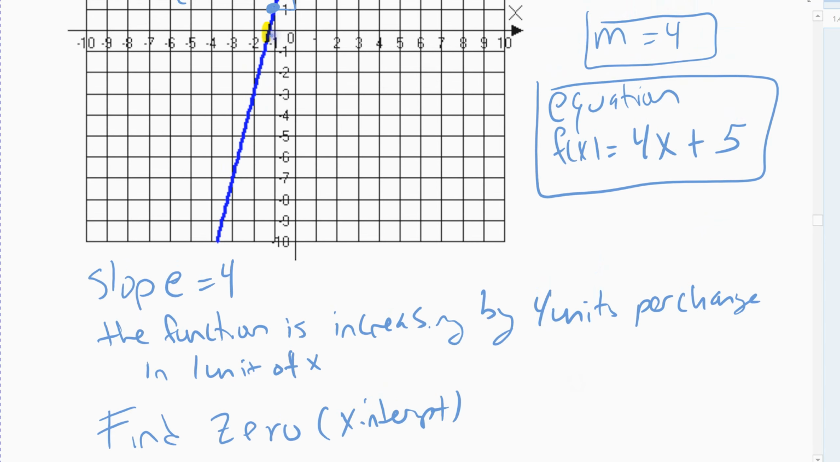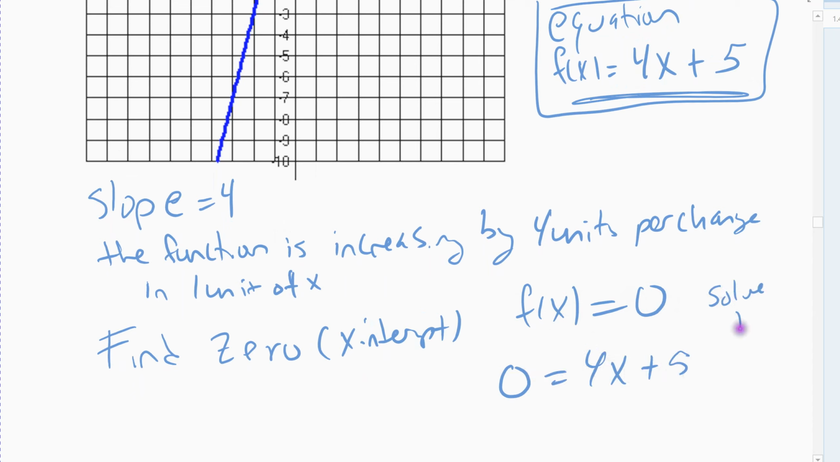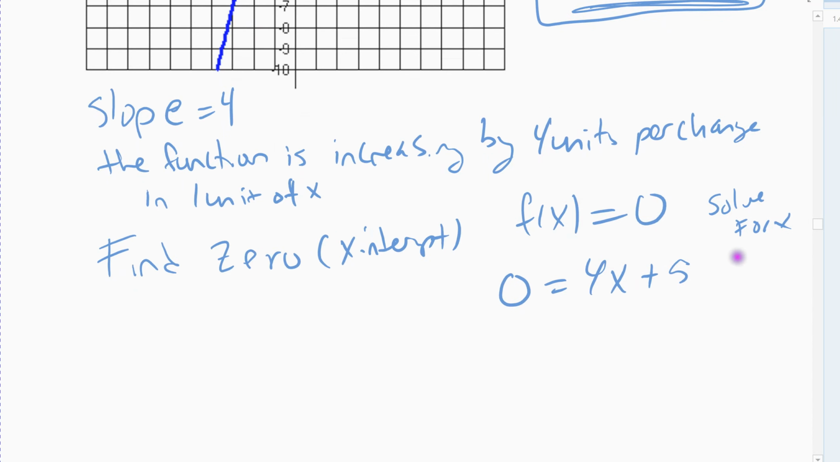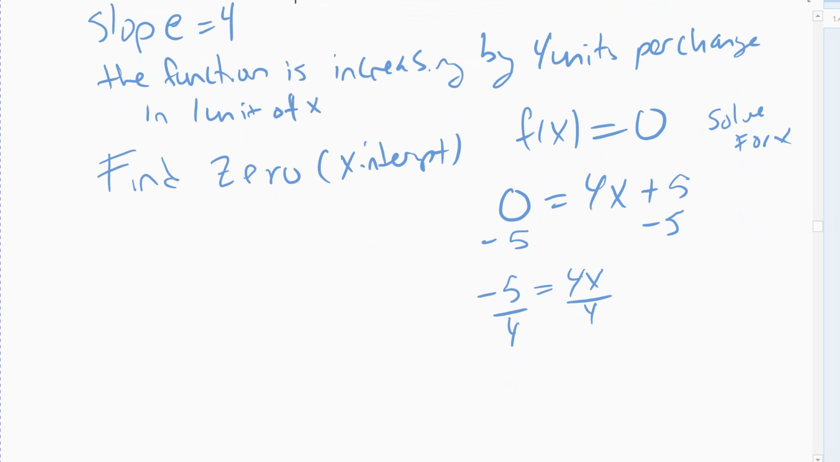And I can kind of ballpark it. I know it lands somewhere between -2 and -1. Looks like it's a little closer to -1. So I know it's going to come out negative. And so to find it, I take my function f of x and set it equal to 0. So 0 equals 4x plus 5, and then solve for x. Subtract 5, so I get -5 equals 4x, divide by 4, divide by 4. And so my 0 is x equals -5/4.